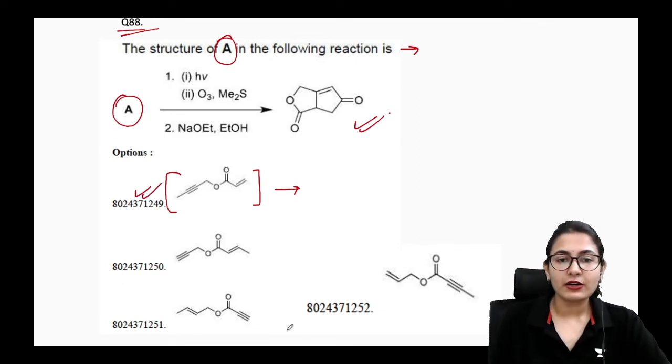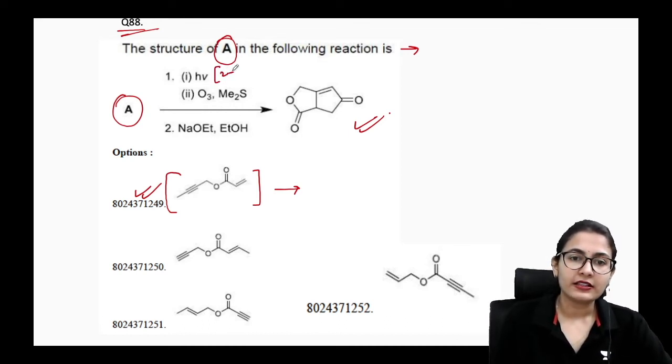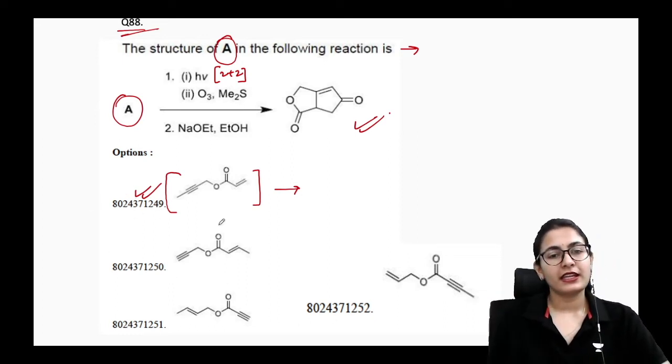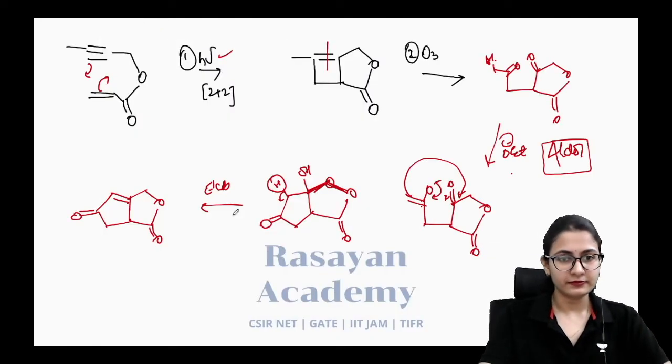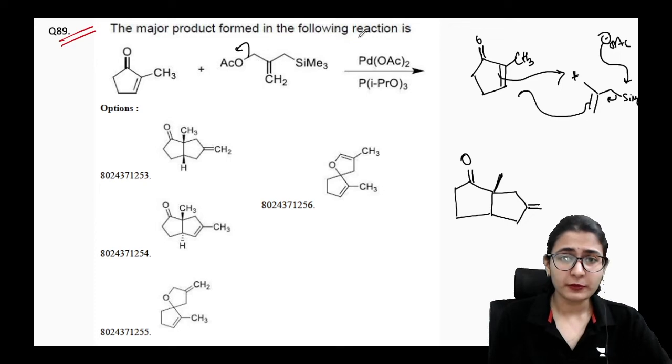You can also check out what you will get through the same mechanism, 2+2 cycloaddition followed by the ozonolysis and everything. You can try out for all the other ones, but if I have got the answer, then I'm happy. A is the correct answer. Okay, let's go. The major product formed in the following reaction is. What can you do?